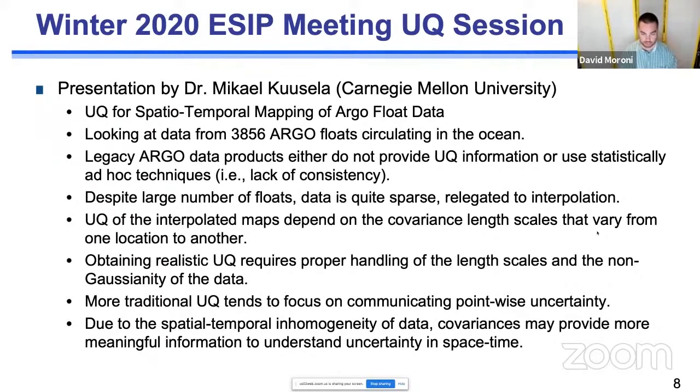Most uncertainty quantification, they assume Gaussianness of the data. And so one of the things I like about what Mikhail did was he took that into account. More traditional UQ tends to focus on communicating point-wise uncertainty. And then the last thing that I call out here as a key point, and this is a result of this spatial temporal inhomogeneity of the Argo data, is that covariances here may provide more meaningful information than just the point-wise uncertainty that would help understand uncertainty in a space-time context.